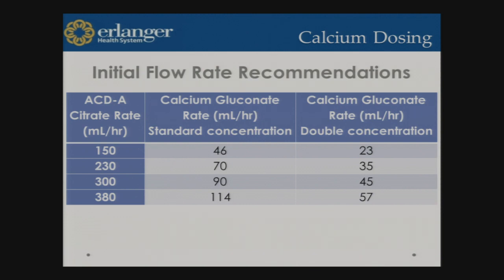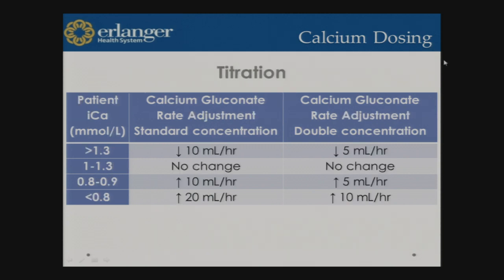I've got the starting rates per the citrate rate for both the standard concentration and the double concentration calcium drips. And then their titrations are going to be the same. This is not changed, and I've just provided this here for completeness' sake. But if you get a new nurse that's running CRT, they may call and ask questions about how to adjust the calcium drips.